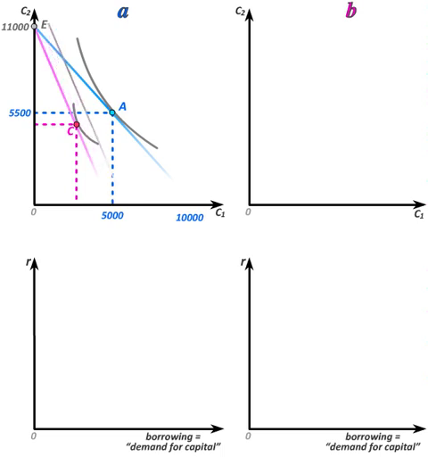To isolate the substitution effect, we take the final magenta budget constraint and shift it up parallel until it's tangent to the original indifference curve at bundle B. Notice that bundle B has more consumption now and more consumption in the future compared to bundle C. Thus both current and future consumption are assumed to be normal goods in this case.